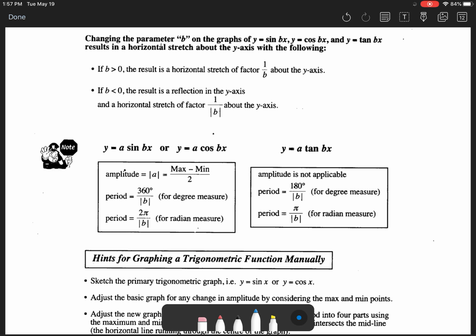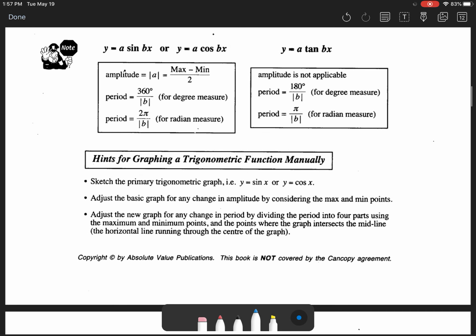Now the B value, again, if B is bigger than 0, that just means there's been a horizontal stretch, which they mentioned in the write-up here. And we stretch by 1 over b. If b is less than 0, which is negative, that means there's also a reflection, and you're going to stretch by 1 over the absolute value of b. So when we get down to these graphs here, you notice they've broken it up into sine and cos as one group and then tan as another, and this is why. So amplitude is max minus min over 2, period is 360 over b for degrees, and 2 pi over b for radian measure. Same calculation, one's just in degrees, one's in radians.